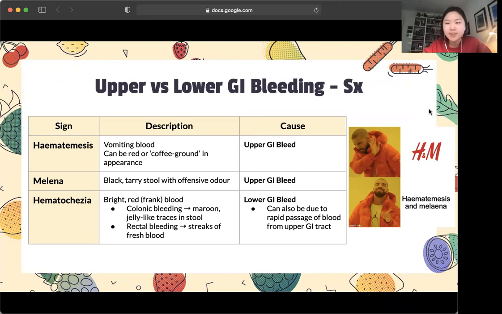Depending on the location of the bleed, it can manifest in different ways in the stool. You can have maroon traces in the stool, or you can have streaks of fresh blood. And this is usually a lower GI bleed. It can be an upper GI bleed very rarely, if there's a really rapid passage, but don't worry.